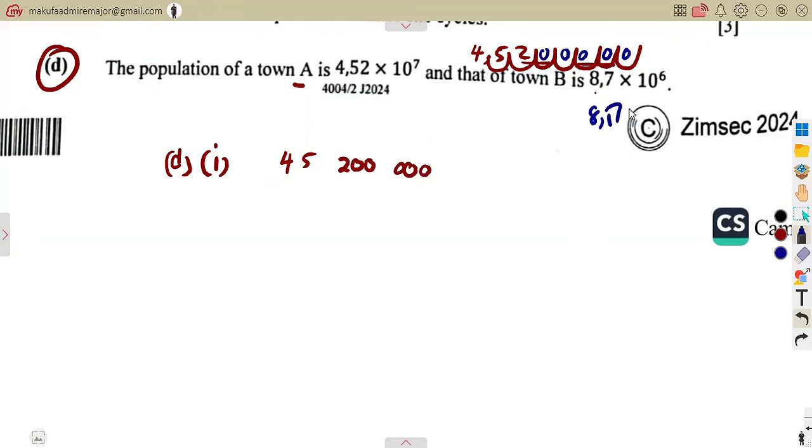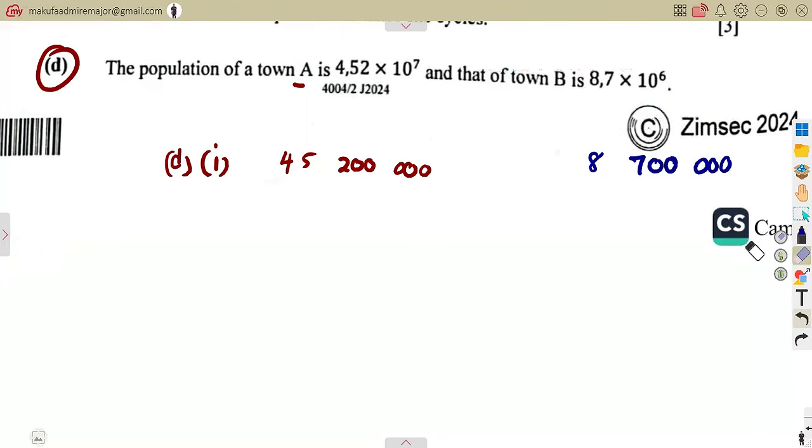And the other one, you do the same thing, 8.7, 6 commas, 1, 2, 3, 4, 5, 6. In place of these, that's zeros, like that. So this is simply 8,700,000. Looking at these numbers, we can see that this one is smaller than this. Yes, you can compare them in standard form, which is fine. So we can subtract town A minus town B.